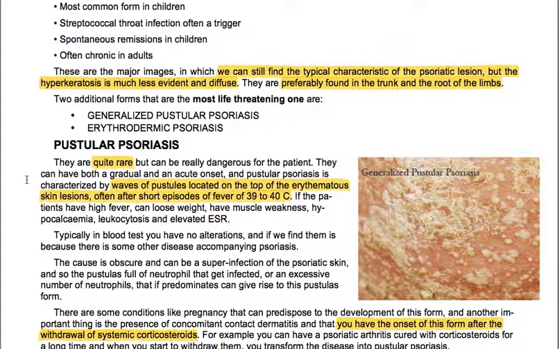pustulous form. There are some conditions like pregnancy that can predispose to the development of this form, and another important thing is the presence of concomitant contact dermatitis, and that you have the onset of this form after the withdrawal of systemic corticosteroids. So pregnancy can predispose to the development of this form.